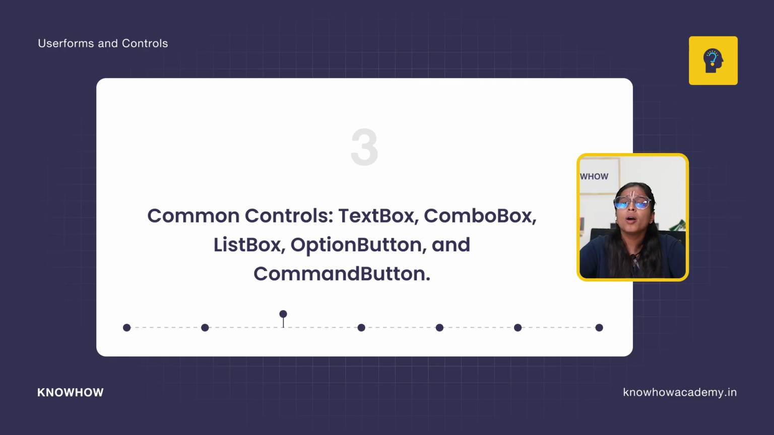Step 3. Common controls in user forms. When designing a user form, controls are the building blocks that enable user interaction. Each control serves a unique purpose for accepting inputs or triggering specific actions. Let's look into a detailed explanation of the most commonly used controls in user forms, their purposes and how to use them effectively.